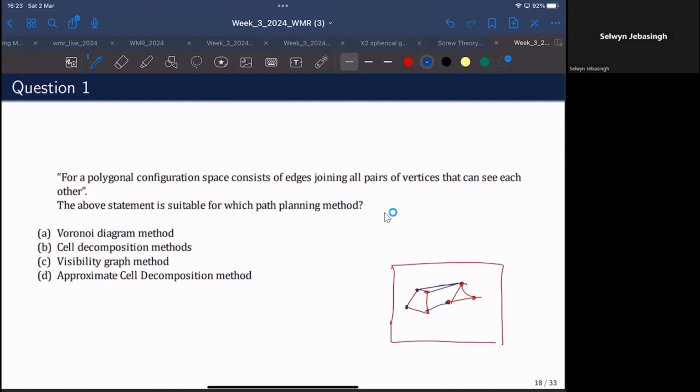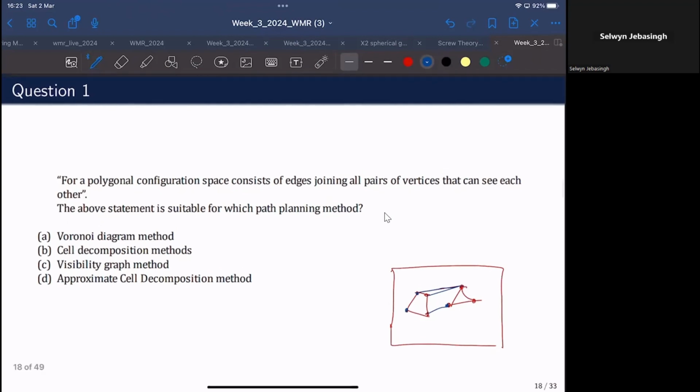So what principle was this? Which of these methods is more suitable for this sentence? Which of these graph construction methods? These are all graph construction methods.